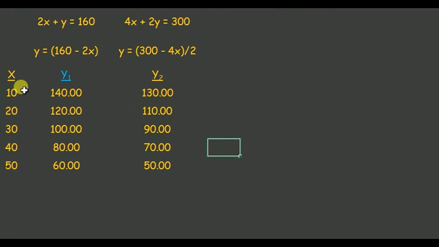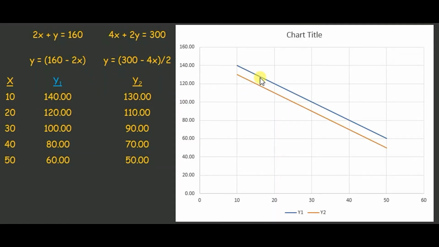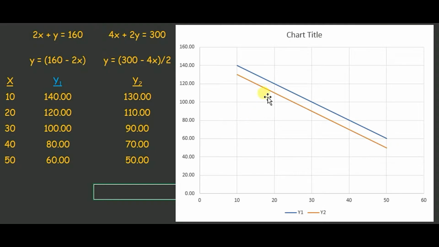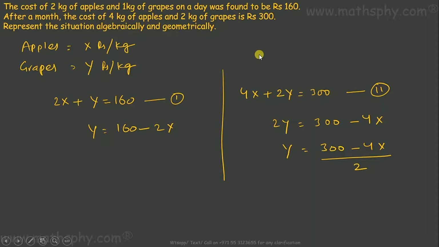Now let's try to put this table into the graph. So this is the graph where blue line representing this y1 and this orange line representing y2. Okay, I can see both the lines are parallel lines, means no solution here. So this was my graphic representation here, and this is my algebraic expression of this situation.